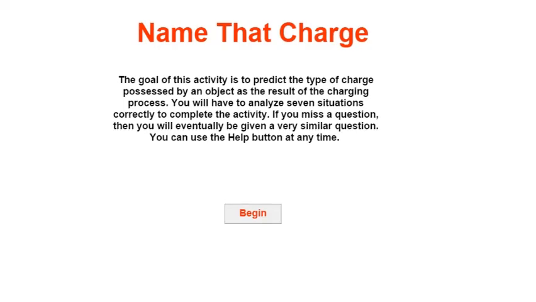Okay, this is the Module 7 skill builder entitled Name That Charge. Just like any other skill builder, there's nothing to turn in for this one. This is not for a grade. This is just to help you understand the basics of electrical charge, which includes negative charges.